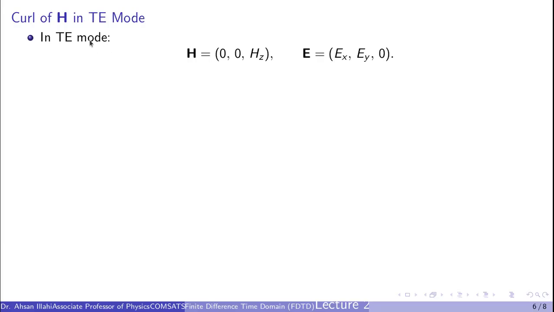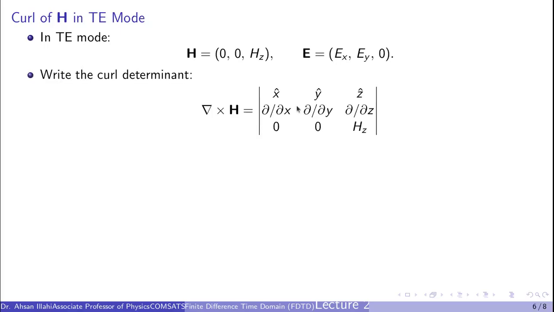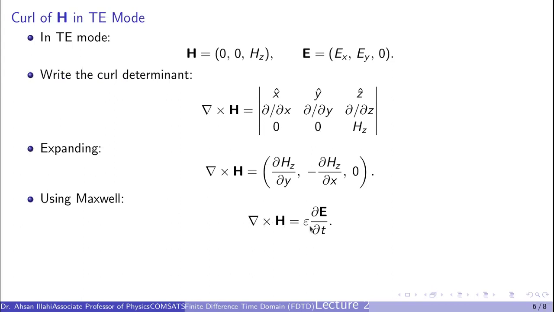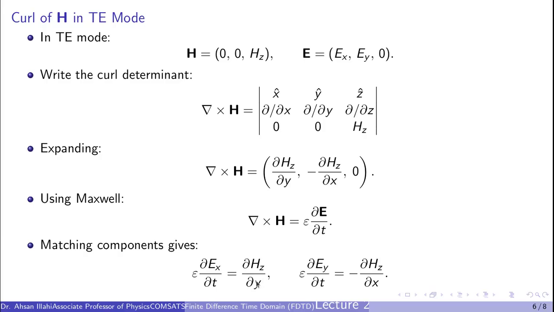So, curl of H in TE mode. In TE mode, the magnetic field has only one non-zero component, Hz. The electric field has only the x and y components. We plug these into the curl determinant of H. When we expand this determinant, two components fall away because Hx and Hy are 0. This leaves us with a very simple vector: partial Hz by partial y, minus partial Hz by partial x, 0. Maxwell's equation relates this curl directly to the time derivatives of Ex and Ey. When we match the components, we get the first two TE equations. These equations tell us that changes in the magnetic field create the electric field, and exactly how they do so in 2D.